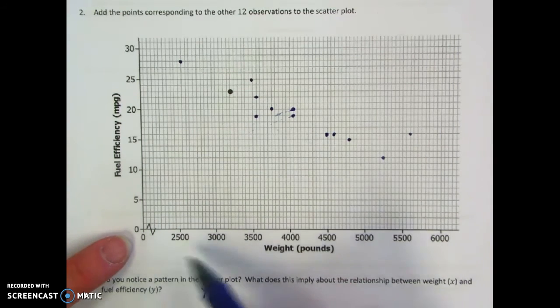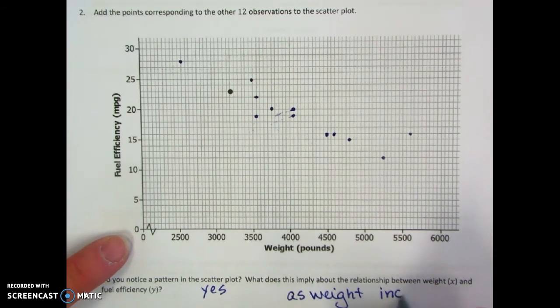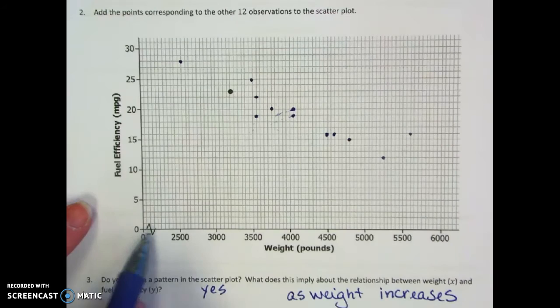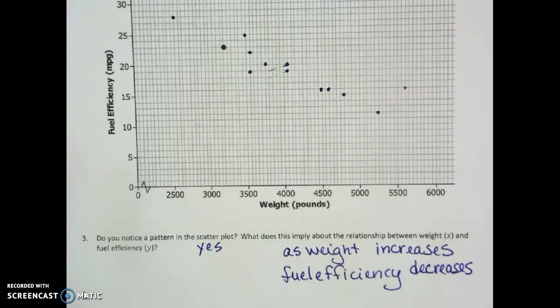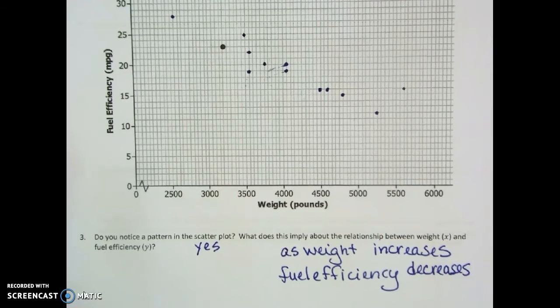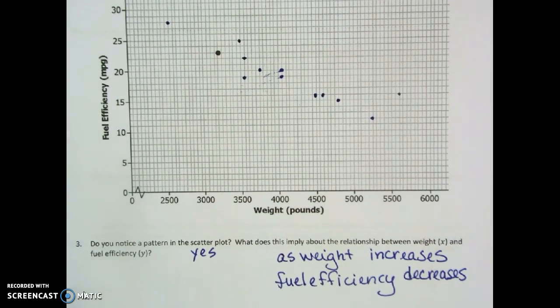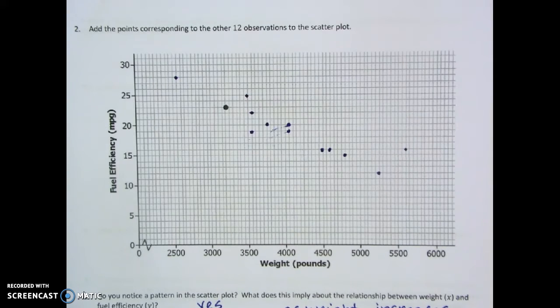What we're going to say here is, as weight increases, as the weight goes up, the fuel efficiency comes down. So it decreases. So as weight increases, fuel efficiency decreases on the graph. Now eventually we're going to actually draw the line. It's called the line of best fit, and we'll calculate what the equation is for that line, but we'll do most of that work on the calculators.